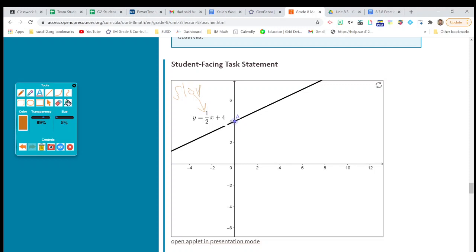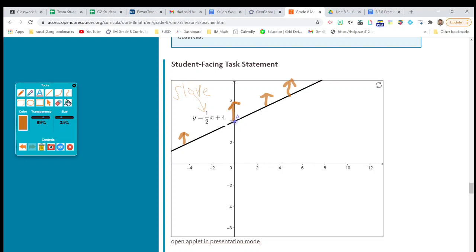That is a translation, like you learned in Unit 8.1, we learned translations. So let's say that I'm going to translate this line up 2 more units. Then everywhere on the line moves up 2 more units. Where do you expect the y-intercept to be?